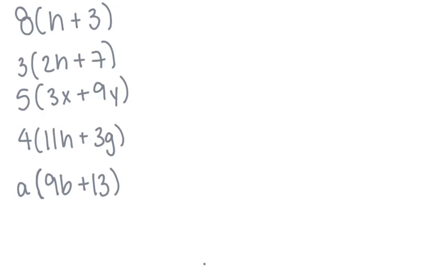Alright, so now I'm going to give you a few that I want you to practice on your own. So I'm going to give you some time with the video to find out the answers, and then after that, I want you to pause the video if you need more time before I reveal all the answers. Alright, so I want you to find the expanded form of 1) 8(h + 3), 2) 3(2h + 7), 3) 5(3x + 9y), 4) 4(11h + 3g), and 5) a(9b + 13).